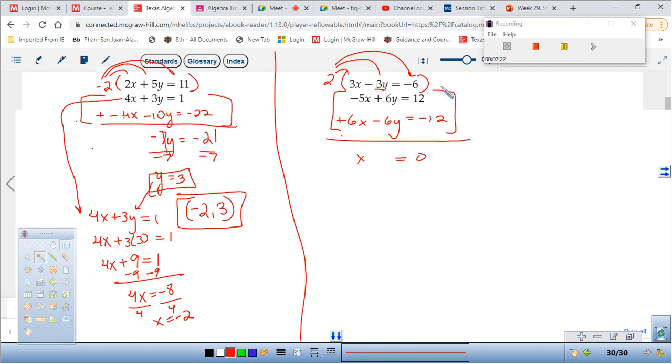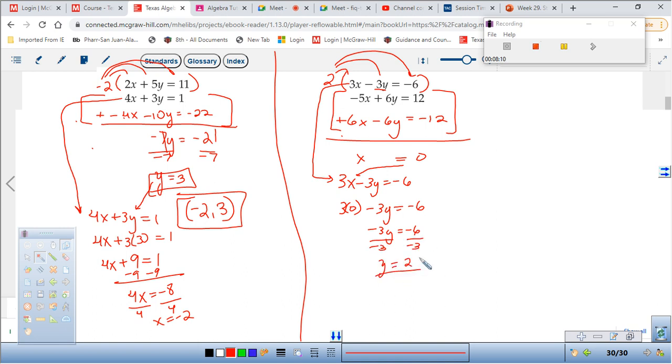I'll plug it into the first one. So I want to go with 3x minus 3y is equal to a negative 6. And that one I'm going to do right here when x is equal to 0. So that basically becomes 3 times 0, right? Which is 0. It just jumps off the face of the earth. So I'm going to have a negative 3y is equal to a negative 6. Divide by a negative 3. Divide by a negative 3. We're going to go with y is equal to 2. Final answer for this one would be 0, 2.